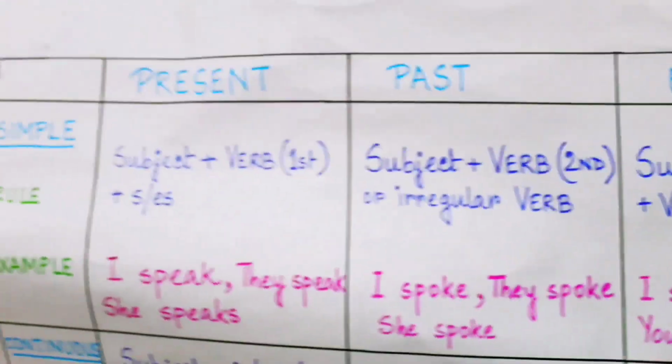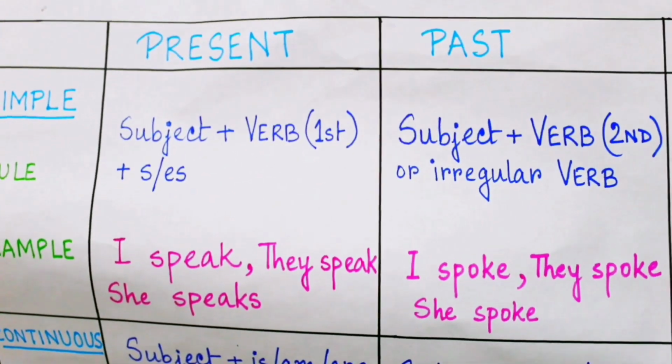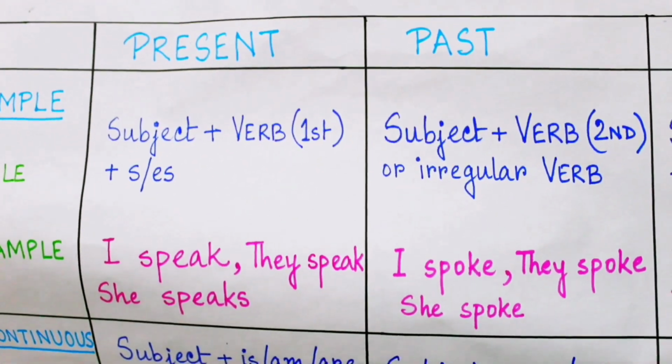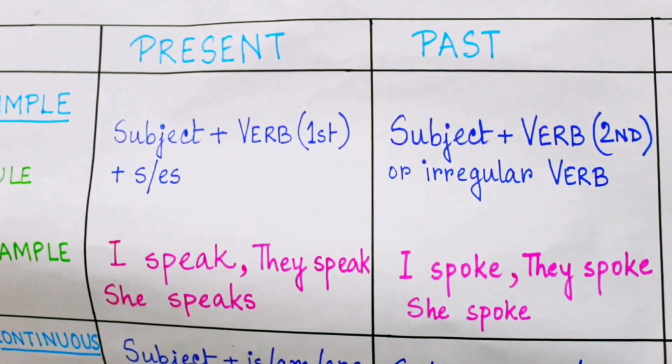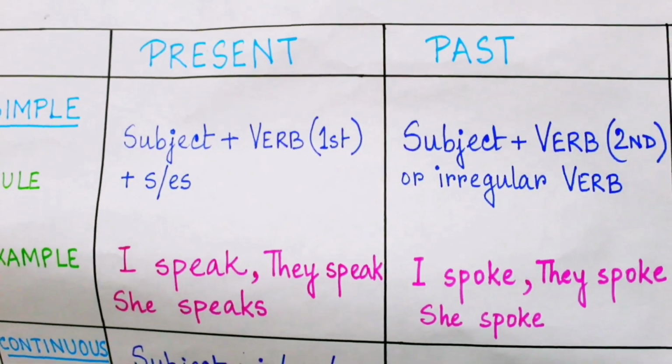Second, we come to the simple past tense. The rule is subject plus verb in its second form or an irregular verb. I spoke, they spoke, she spoke. Here there is no need to use s or es with a verb.